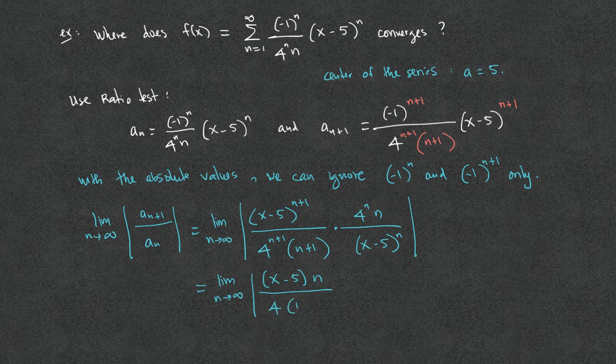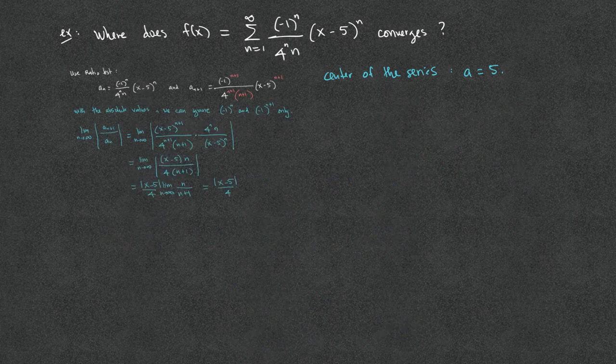So we can simplify the expression inside the absolute value. Taking this limit, we can factor out x minus 5 over 4 in front of the limit. But the limit of n over n plus 1 is 1. So 1 times x minus 5 over 4 is the absolute value of x minus 5 over 4. Note that we found the limit. The limit is 1 over 4 times the absolute value of x minus 5.